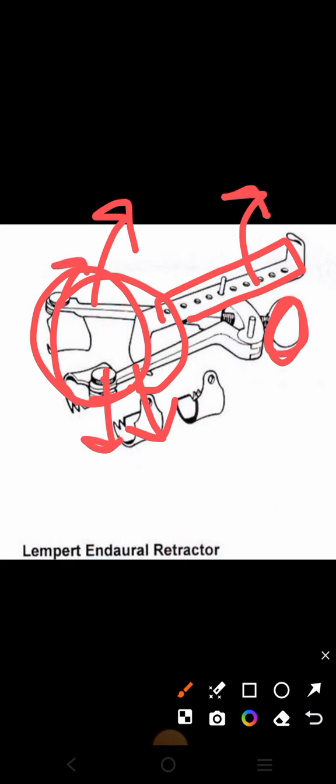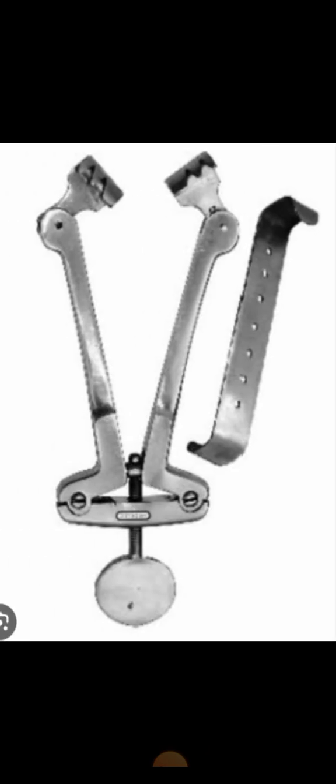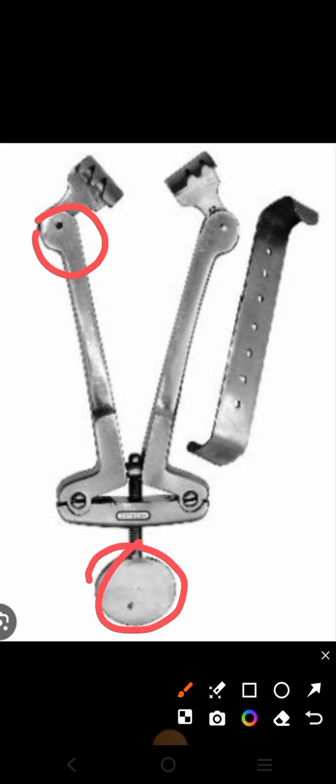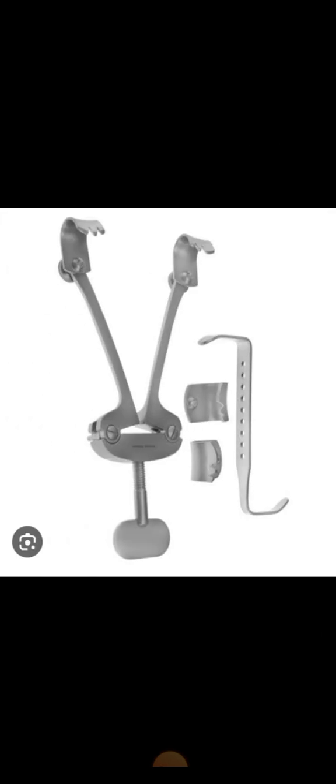This is again Killian's nasal speculum. In your OSPE, they can also give you the spare parts of Lempert's endaural retractor, so you must know about its features. It has a coin-like handle and two limbs, and here is the central third blade, and these are two lateral blades. And then another picture of Lempert's endaural retractor.